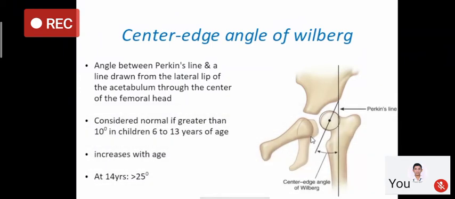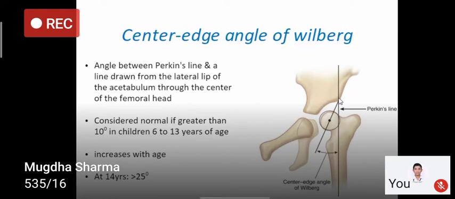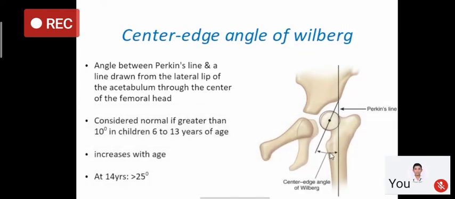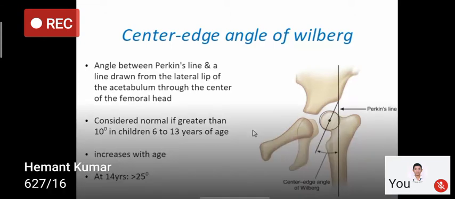Another important one is the center edge angle of Wiberg. If you draw a Perkin line, and from the center of the head of the femur to the edge of the acetabulum you draw a line, the angle between the two is the center edge angle. It is the angle between the Perkin line and the line drawn from the lateral lip of the acetabulum through the center of the femoral head. These are the questions especially asked in NEET exams.